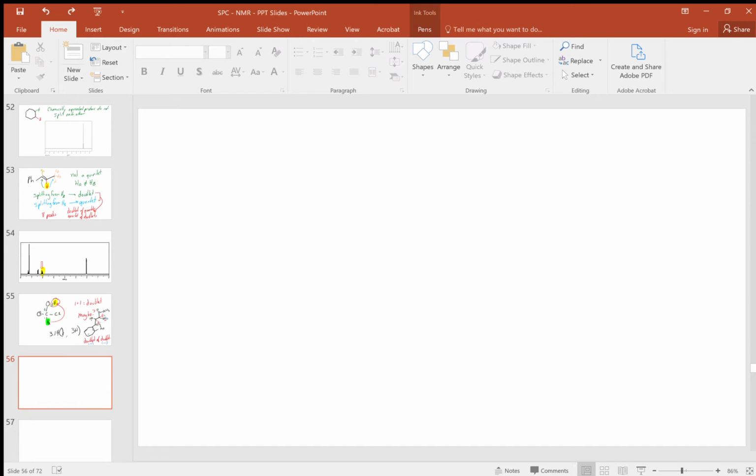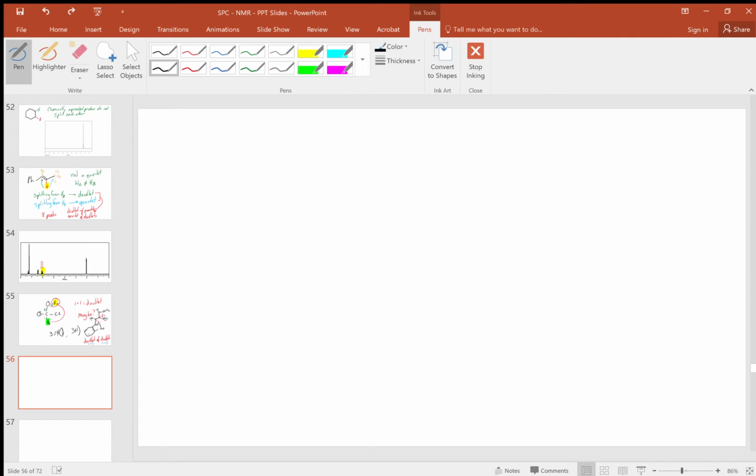So a couple final pieces to go over with proton NMR, and once we finish that, it's going to become time to start putting all of this spectroscopy together. So the first of these pieces is to talk about integration.